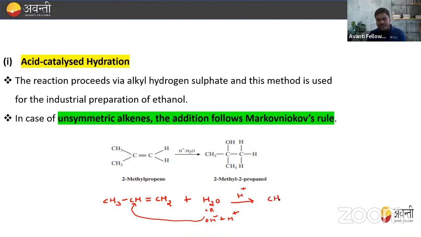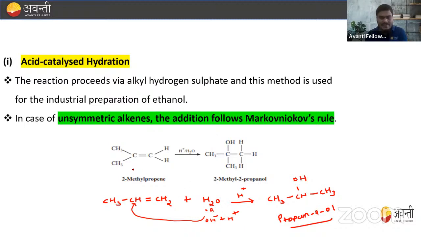So what will form? It will form CH3 CH(OH) CH3. So this is known as propan-2-ol, right? So this is the simple mechanism for the acid catalyzed hydration.